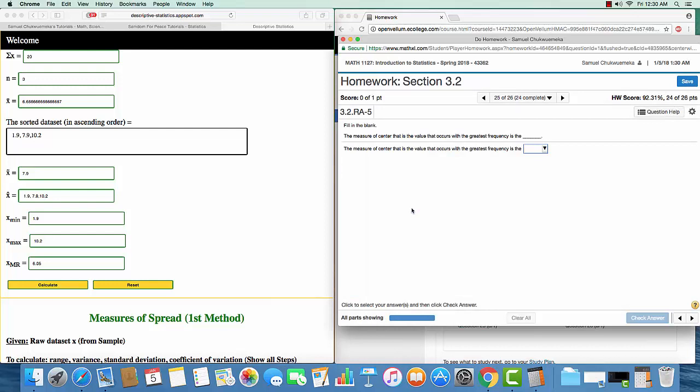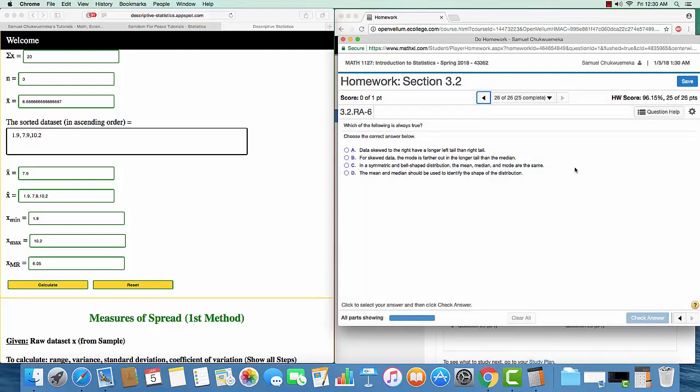The measure of center that is the value that occurs with the greatest frequency, that's the mode, the value with the greatest frequency. Which of the following is always true? A, data skewed to the right have a longer left tail than right tail. B, for skewed data, the mode is farther out in the longer tail than the median. C, in a symmetric and bell-shaped distribution, the mean, median, and mode are the same. D, the mean and median should be used to identify the shape of the distribution. C is always true.